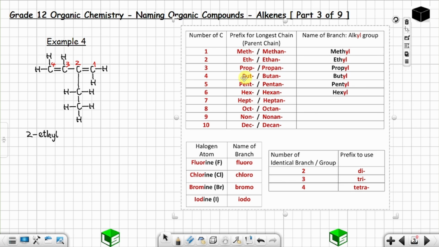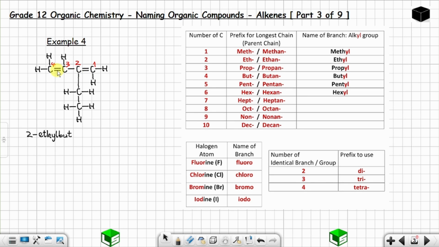You're going to use but, okay? This is the prefix to use. 4 carbon atoms in the parent chain. You're going to use this prefix, okay? Now, you have a double bond on carbon number 1 and a double bond on carbon number 3. So you have 2 groups.